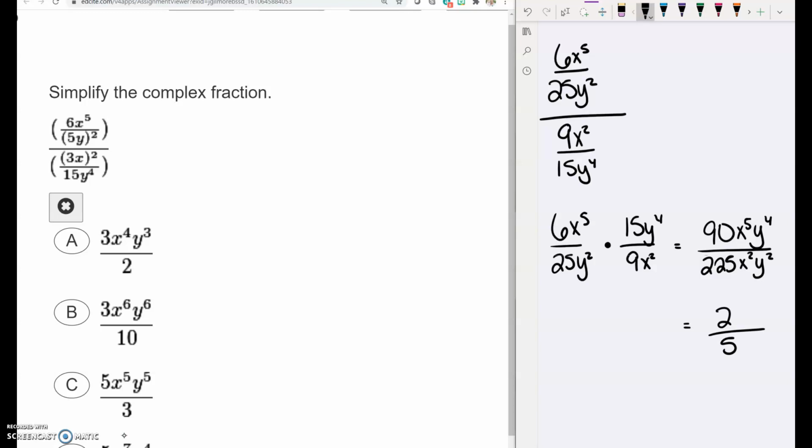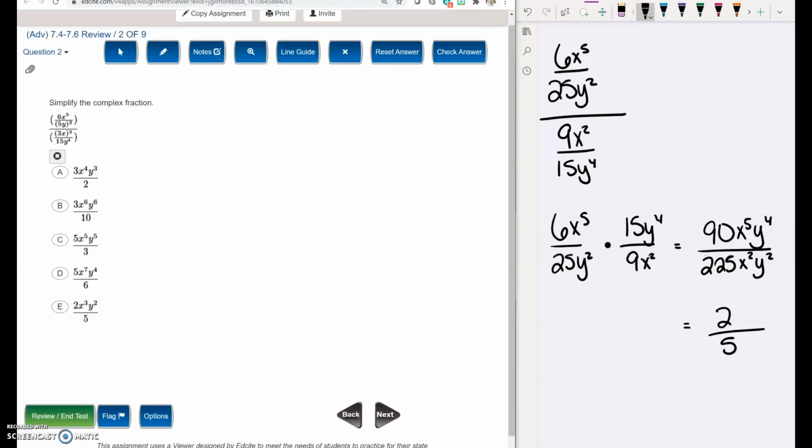Now that might be enough information to get your answer, but if I were going to keep going, x squared on the bottom will cancel out 2 of the 5 x's, leaving you with x to the 3rd on the top. Y squared will cancel out 2 of the 4 y's, leaving you with y squared on the top. So our answer is 2x cubed y squared over 5.